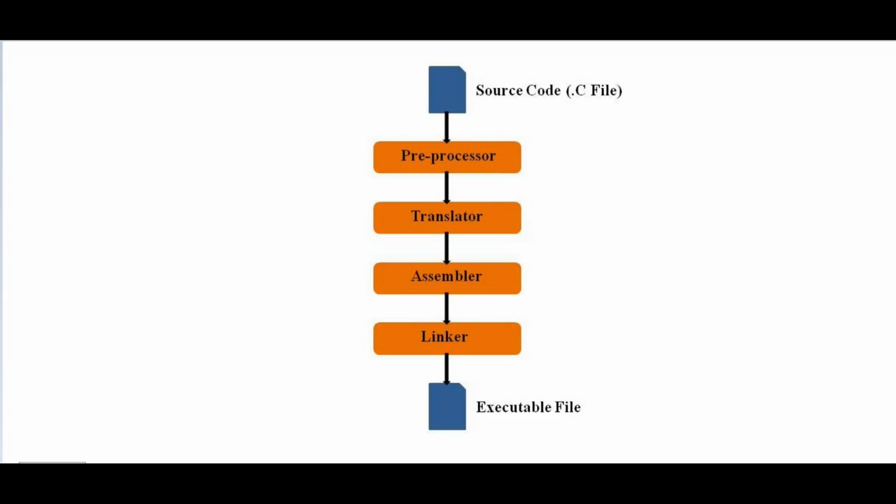The first stage of C compilation is the preprocessor stage. The input file for the preprocessor is the .c file and the output file is the preprocessed file, which is indicated using the file extension .i. The preprocessor processes all the preprocessor directives in the C file. A preprocessor directive is any line which starts with a hash.